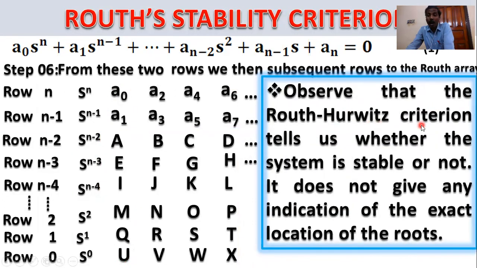Observe that the Routh-Hurwitz criterion tells us whether the system is stable or not. It does not give any indication of the exact location of the roots. So this is the drawback: it does not give the exact position of the roots.